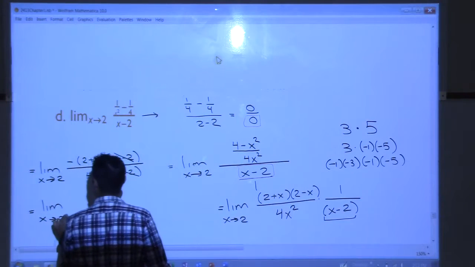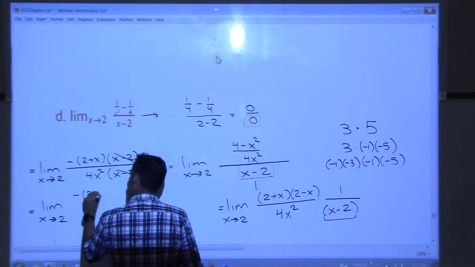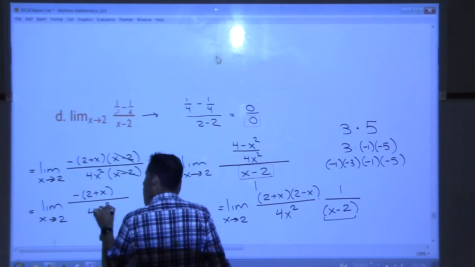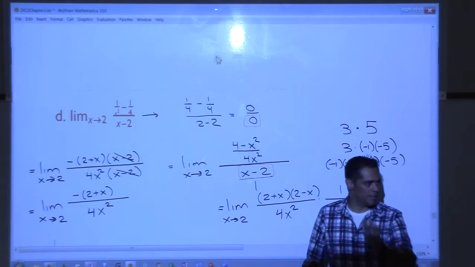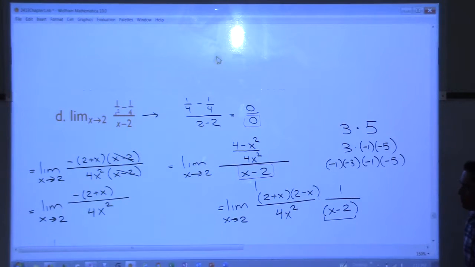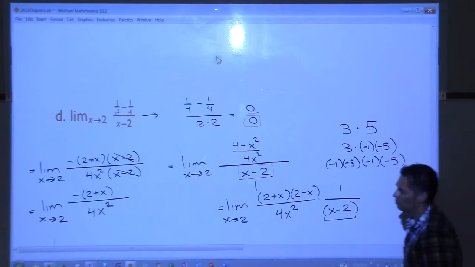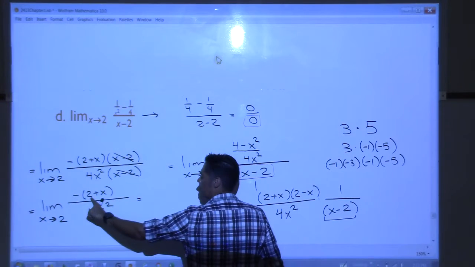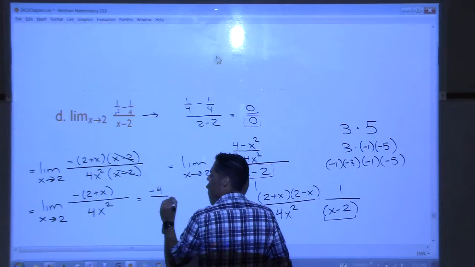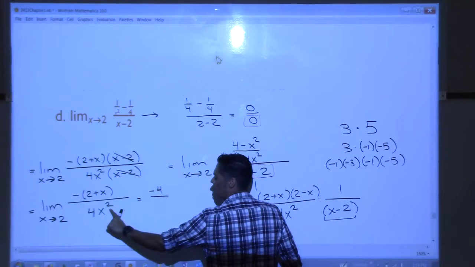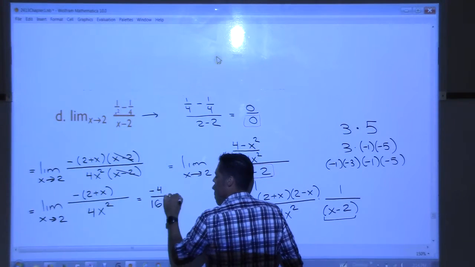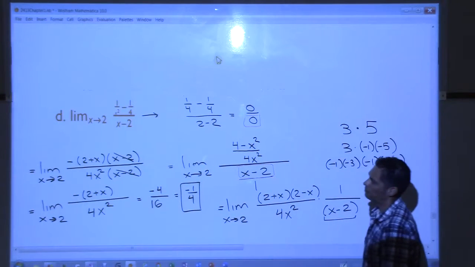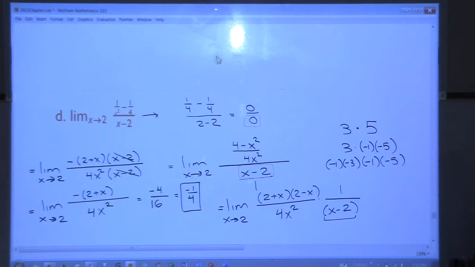Still write the limit. On top I have negative, and then the quantity in parentheses 2 plus x, and on the bottom we have 4x squared. And that is it. That is the one we will plug x into, and we will not write the limit anymore. All right, so we get negative 4 over 2 squared, 4 times 4, 16. Negative 1/4. There it is. Negative 1/4.